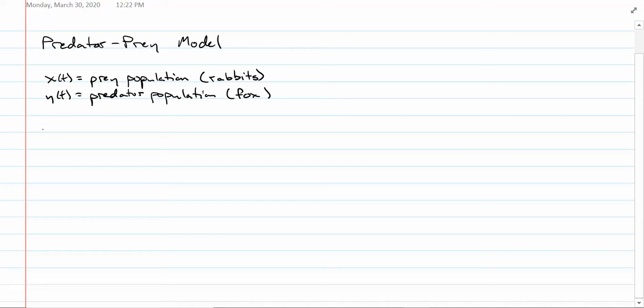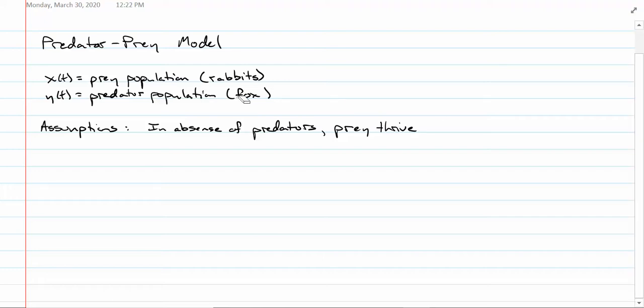Okay, so the first assumption is that in the absence of predators, the prey would thrive. In other words, if there weren't any fox around, then the rabbit population would just be doing really well. It would just keep on increasing. So a way to say that would be dx/dt equals maybe ax. In other words, that would be like exponential growth.